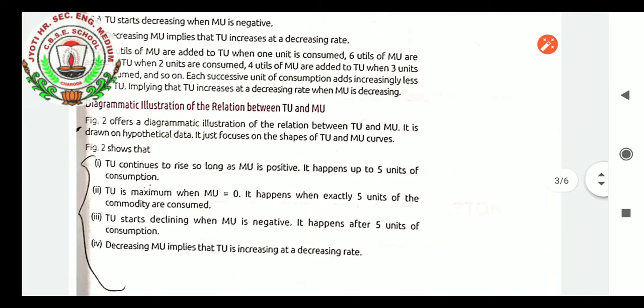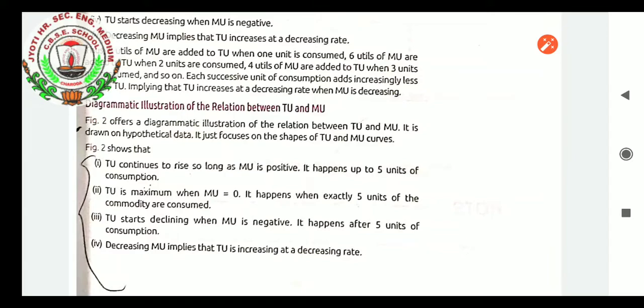Diagrammatic illustration of the relation between TU and MU. Figure 2 offers a diagrammatic illustration of the relation between TU and MU. It is drawn on hypothetical data. It just focuses on the shape of the TU and MU curves. Let us see. TU continues to rise so long as the MU is positive. It happens up to the 5th unit. The same data is shown there.